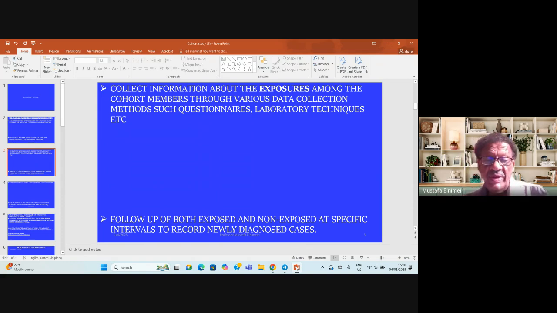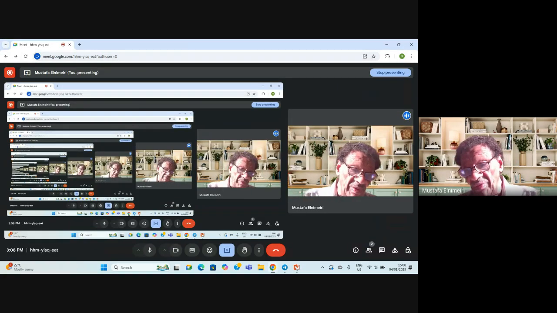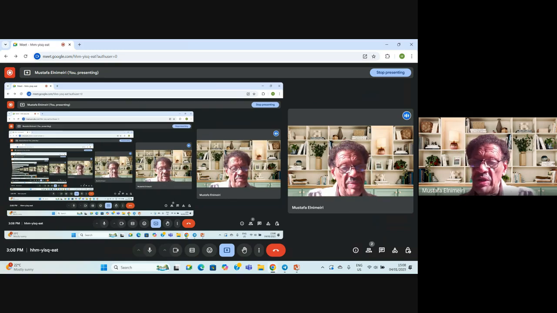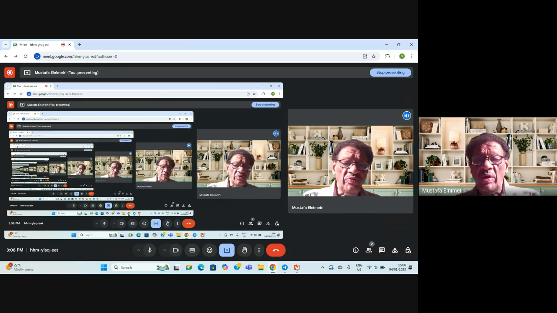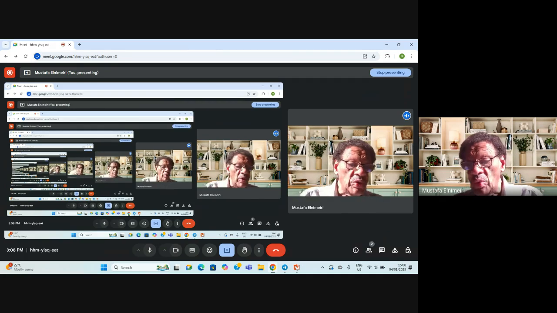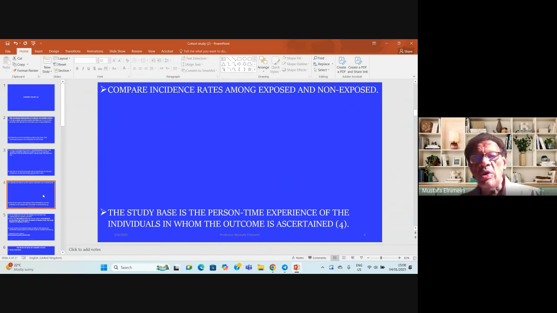And then we have to follow up both exposed and non-exposed at specific intervals to record any newly diagnosed cases. So after we have subdivided the cohort members into exposed and non-exposed, smokers and non-smokers, for example, we are going to follow them for a period of time so that we can easily diagnose the new cases that will arise among both groups. So we have to follow both the exposed and non-exposed for a certain period. Then we compare the incidence rate among both the exposed and the non-exposed.